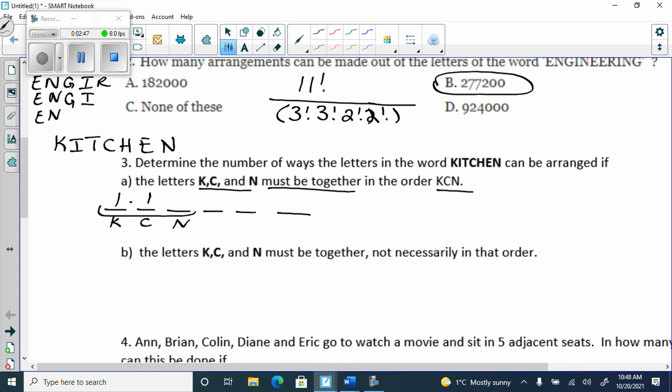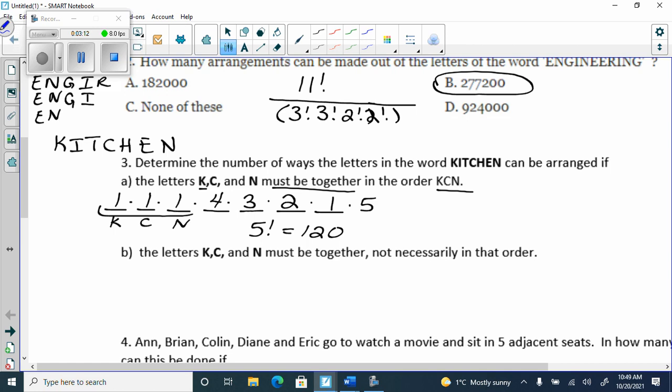So I have 1, 1, 1, and then I have 3 left, 2, 1, and I have to multiply by 4, 3, 2. So there's 7 letters in kitchen. Who knew? 4, 3, 2, 1, and I have to times it by 5. So it's the same as 5 factorial technically, which is 120.